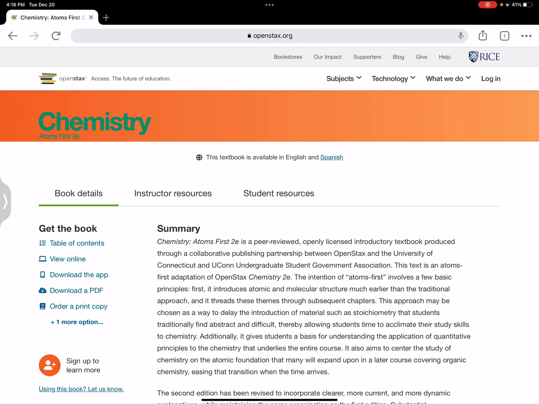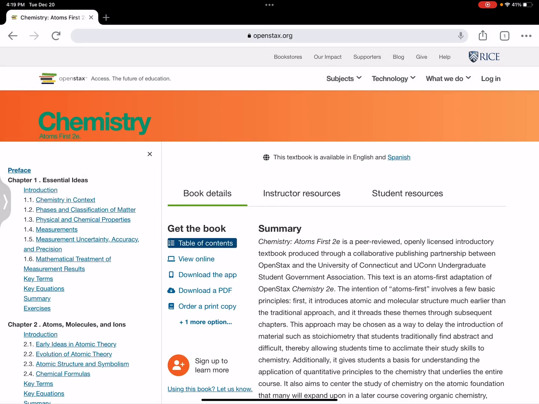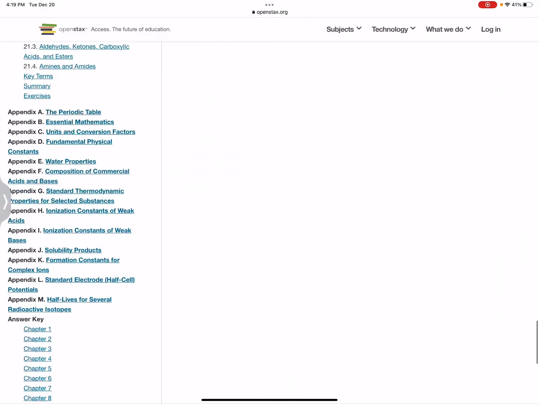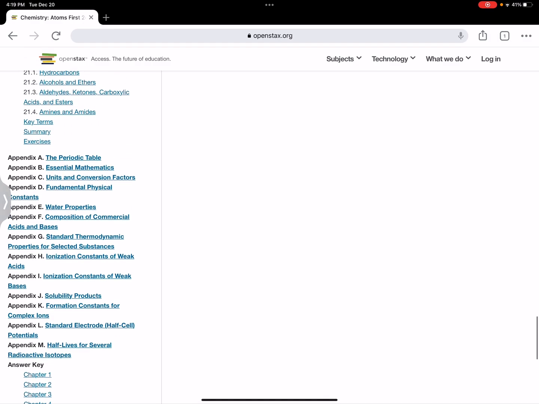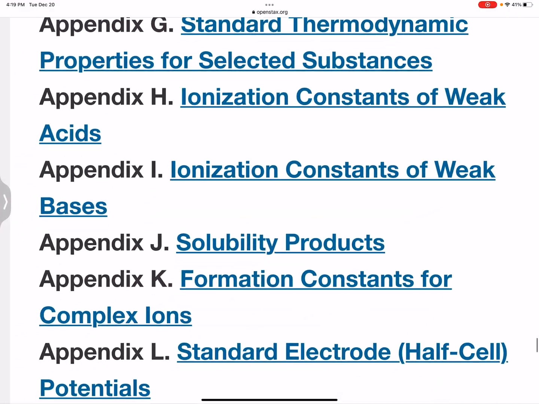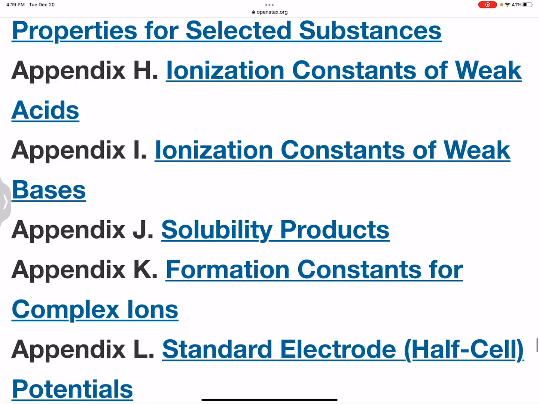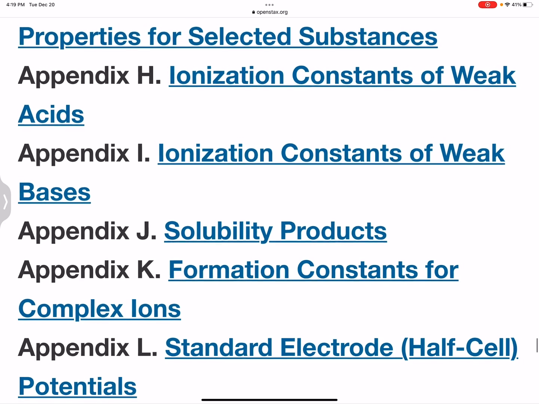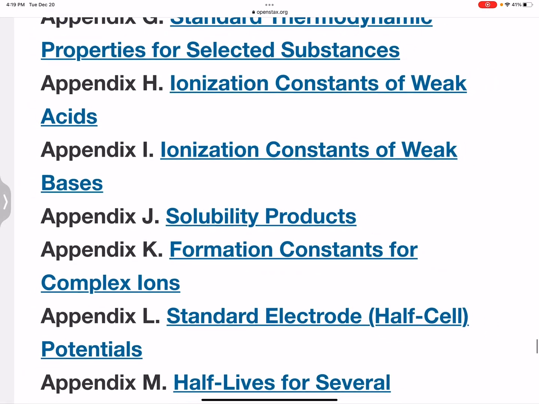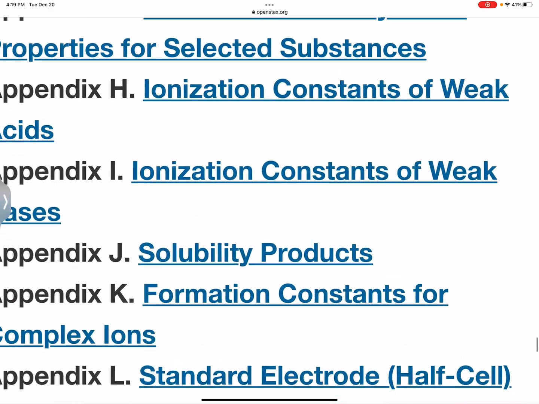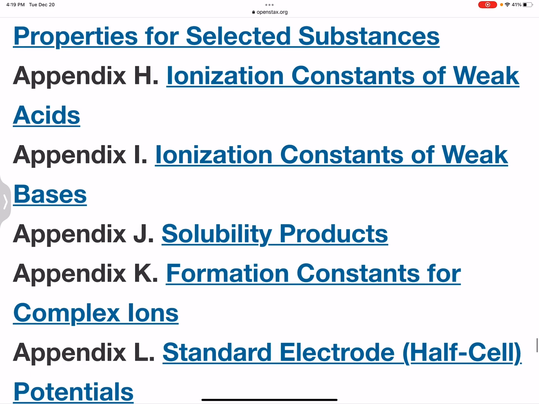Just go to OpenStax Chemistry, Atoms First, and click on Table of Contents, so that's where I am, and then scroll all the way to the very, very end. So fast scroll, and you'll notice there's all these appendices. There are two, H and I, and we're going to use J again in a few weeks. And later on we're going to use L and even M. But right now, H and I are the key ones that we want.